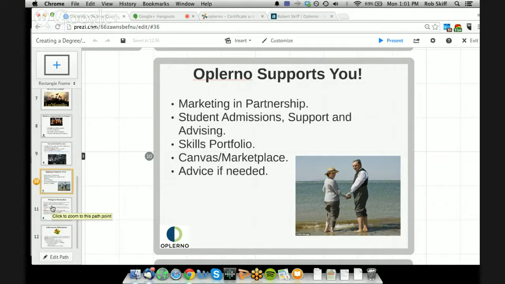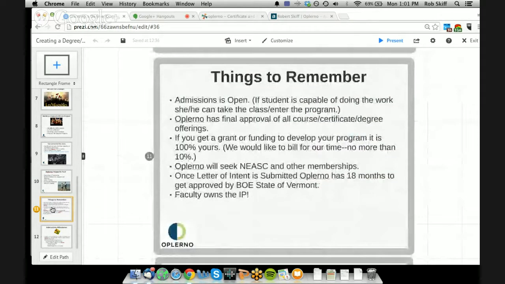Now, for some things to remember as you're developing the degree and the certificate class: admissions is open. Okay, if a student's capable of doing the work, he or she can take the class or enter the program. Oplerno does not collect data on the age of its students. We do not collect data on sex, race, all that. So if you have the ability to take that class, contact the professor. It's open. You're able to take that course, you're able to learn that material and add it to your portfolio. You're able to learn that skill.